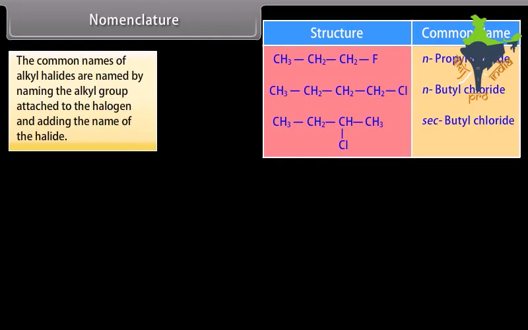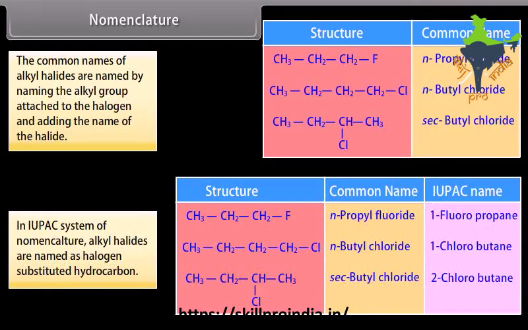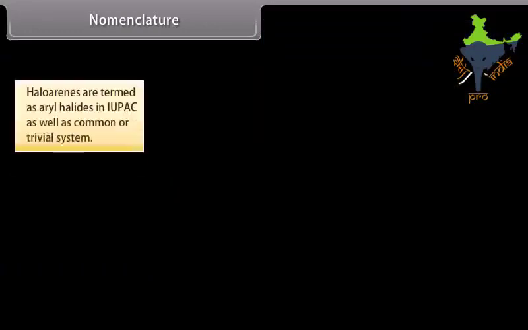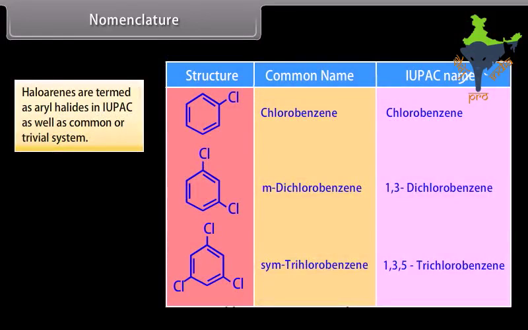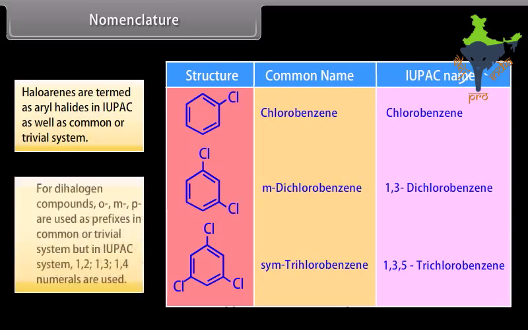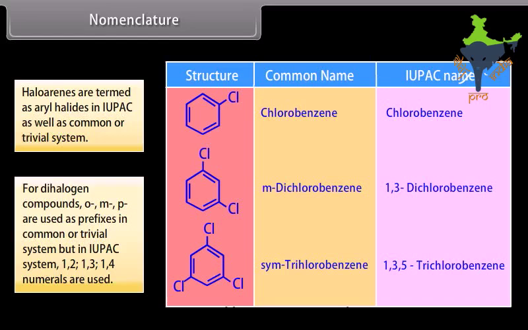Nomenclature. The common names of alkyl halides are named by naming the alkyl group attached to the halogen and adding the name of the halide. In our IUPAC system of nomenclature, alkyl halides are named as halogen-substituted hydrocarbon. Haloarenes are termed as aryl halide in IUPAC as well as common or trivial system. For dihalogen compounds, ortho, meta, para are used as prefixes in common or trivial system, but in IUPAC system, 1,2, 1,3 and 1,4 numerals are used.